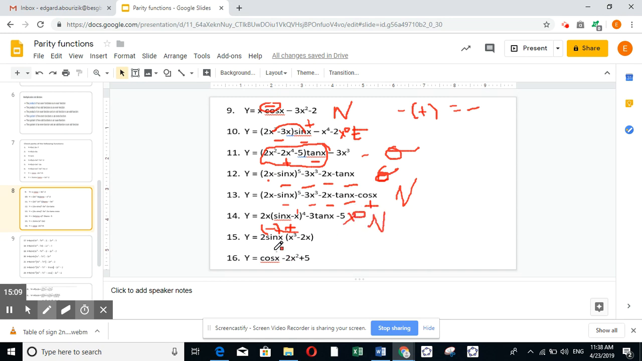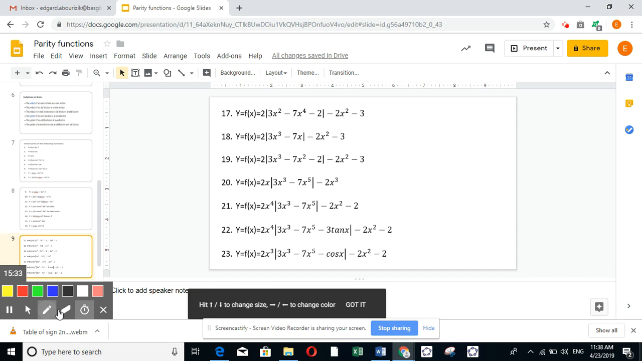Here this is odd, sine x times, here it's odd, minus times minus, because you have x cubed and x power 1. This is a plus, so this is even. Here cosine x is even, x squared is even, 5x power 0 is even, sum of even is even.